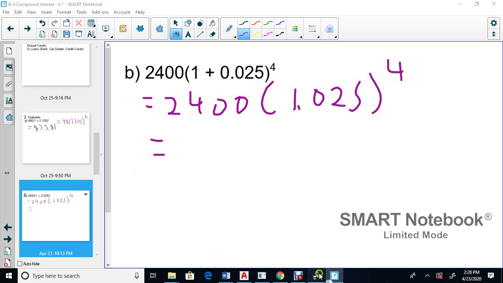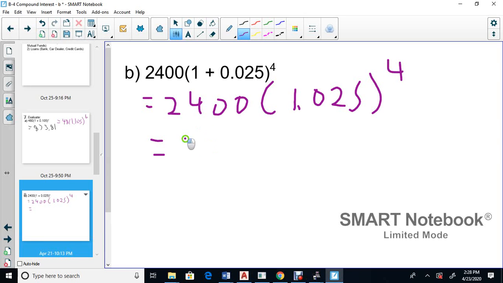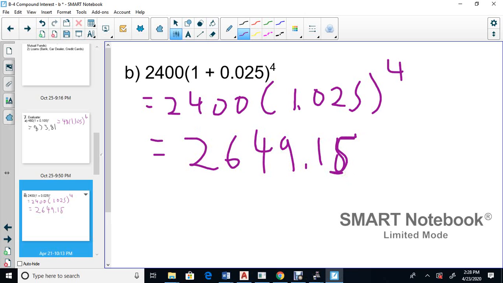So this is all calculator work, so let's bring it out. It's 2400, okay, bracket. Now, some calculators you got to put a times. The bracket doesn't work. And then you put a bracket, 1.025, and then close the bracket to the power of 4. Okay, so you get 2649.15. Now, 15 here, that's a 5 at the end.